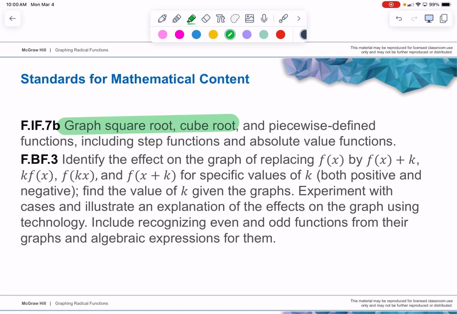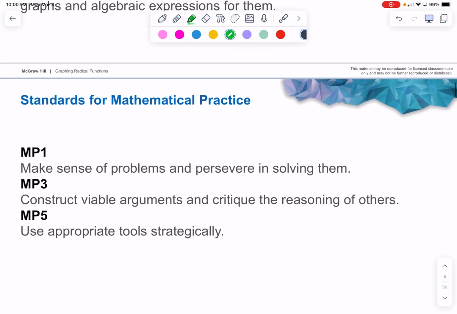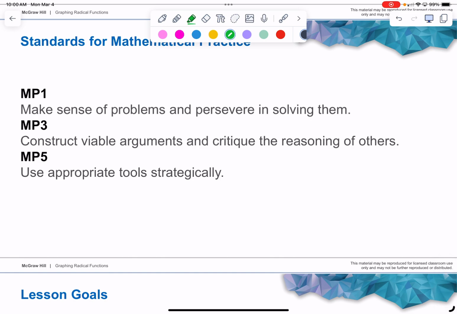The rest of these we've covered in other lessons. We are also going to be transforming functions of the square root and cube root variety. Okay? And we are going to experiment with cases and illustrate an explanation of the effects on the graph using technology. We're also working on recognizing even and odd functions from their graphs. To do all this, you need to be able to make sense of problems and persevere in solving them. You need to construct viable arguments and critique the reasoning of others and use appropriate tools strategically.